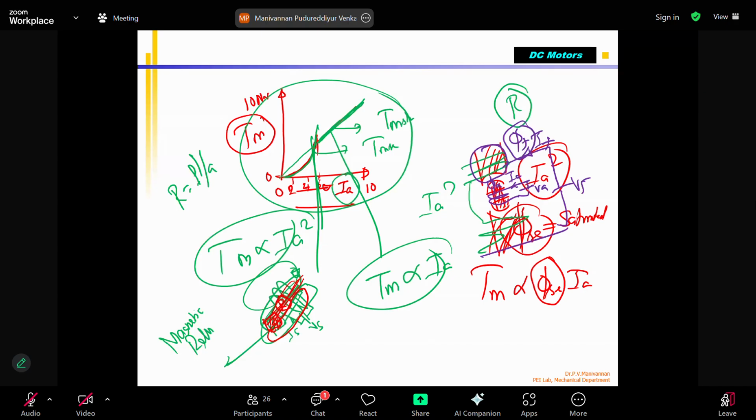Correct. That means beyond a certain supply current, even if you supply more, the magnetic field created is already saturated. This material cannot accommodate more than that. It cannot allow more than that. The magnetic reluctance opposes. We say the core is saturated.